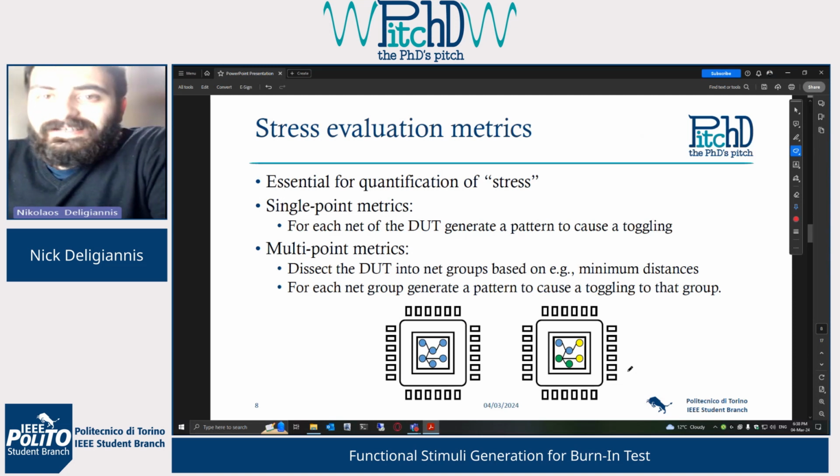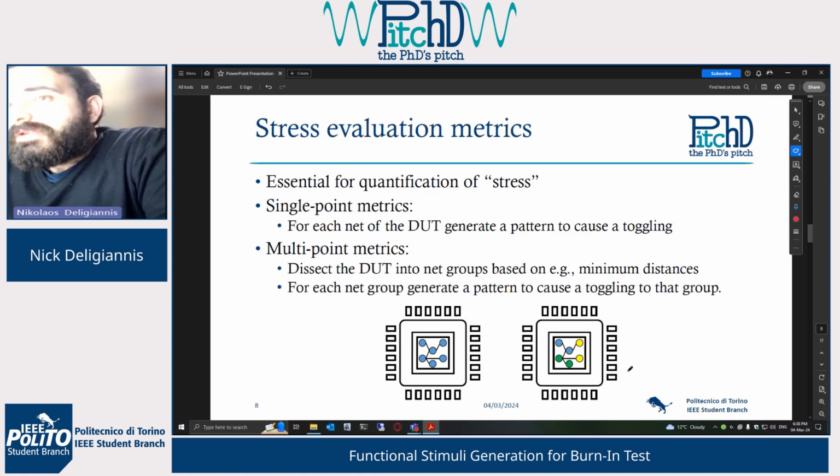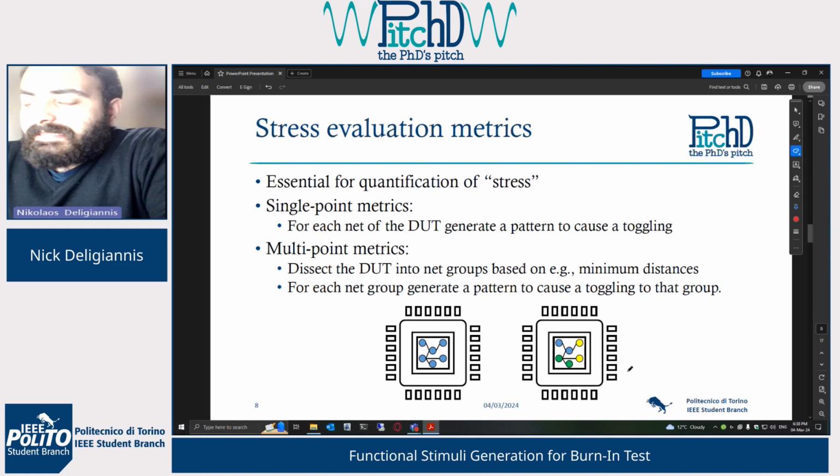Now, let's see how we do this. Initially, we have to quantify the stress. Stress is pretty vague as a term, so we need some stress metrics. Typically, they fall in one of two categories. We have the single point metrics, in which the DUT's nets are considered separately, one by one, and we try to generate stimuli that switch the nets as many times as possible, or at least once, as we saw previously. On the other hand, we have the multi-point stress metrics.